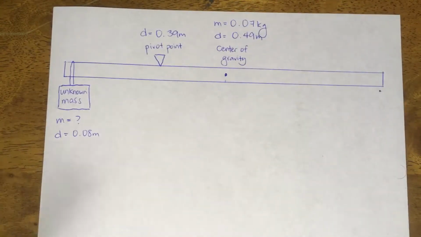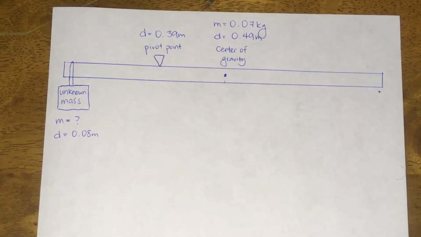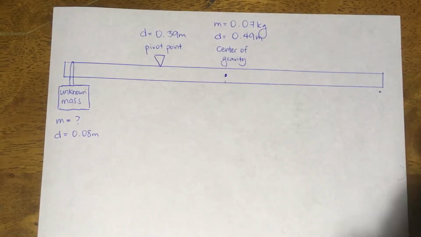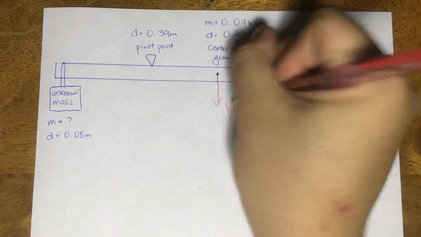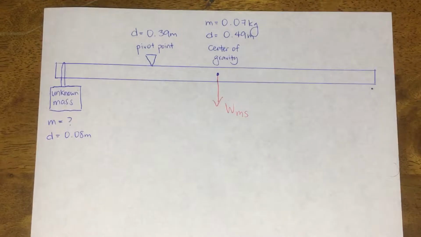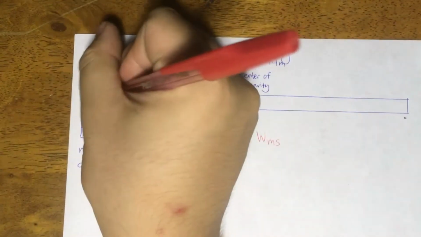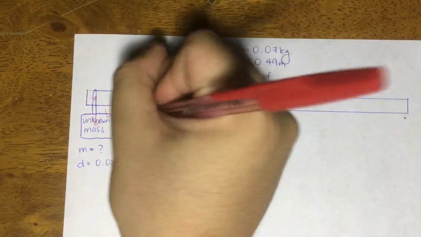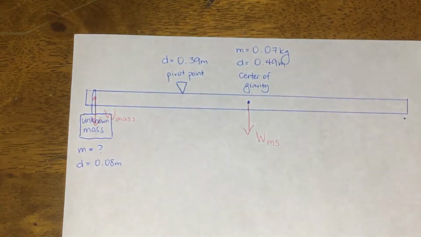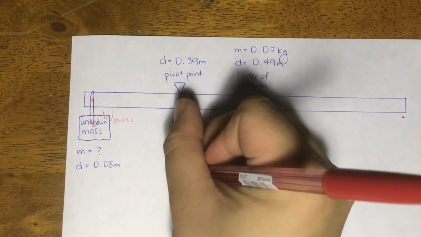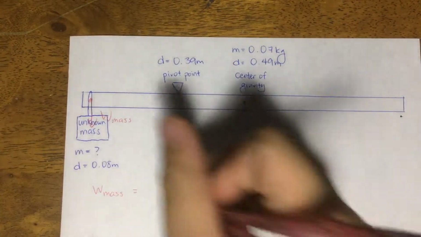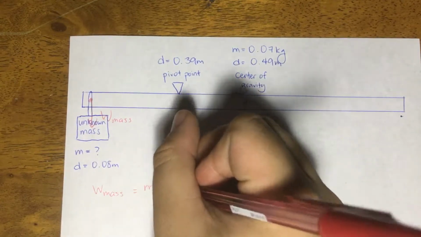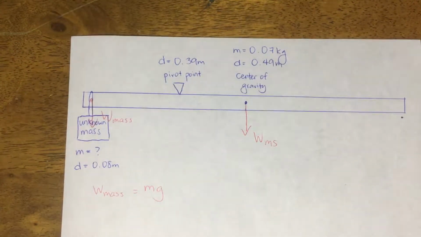Now for meter sticks, where is all of the weight going to act? It's always going to act at the center of gravity by definition. So the weight of the entire meter stick acts at the center of gravity. You also know that the unknown mass has its own weight, which is simply the mass times the acceleration due to gravity, or 9.8.